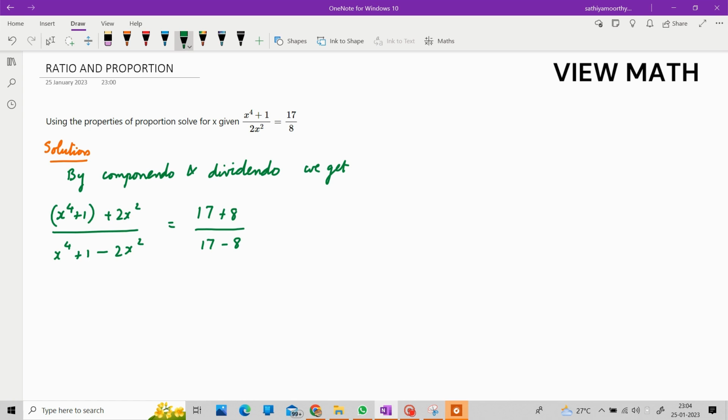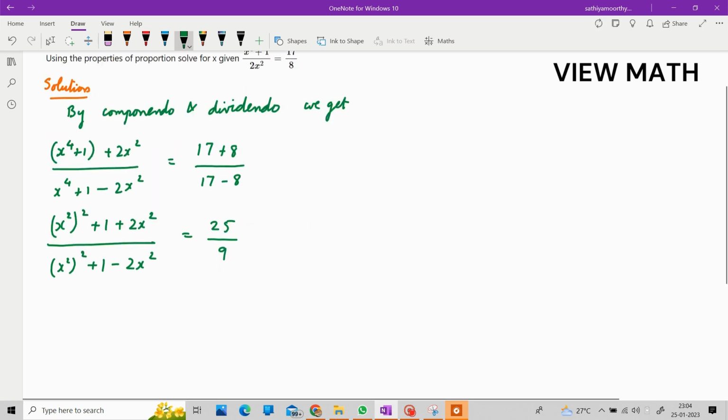Now let me simplify this. Here I'm getting x^4, I can write it as (x^2)^2, plus 1 plus 2x^2, divided by, similarly here also, (x^2)^2 plus 1 minus 2x^2. This is equal to 17 plus 8 is 25 and 17 minus 8 is 9.